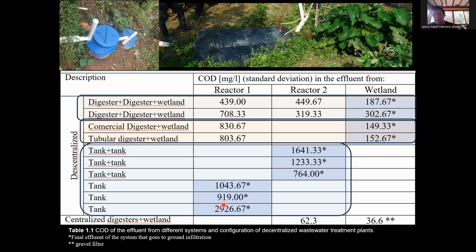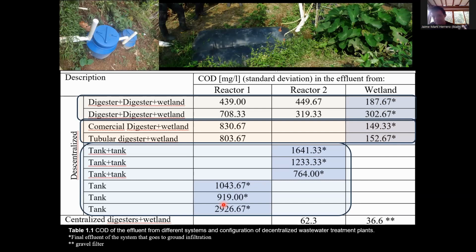The problem is pathogens. I don't know how to say it in English. Pathogens. Yeah. We didn't achieve the regulations with either of the systems I show here. We are over the regulation number. So we have to see how to improve this final part only for pathogens.